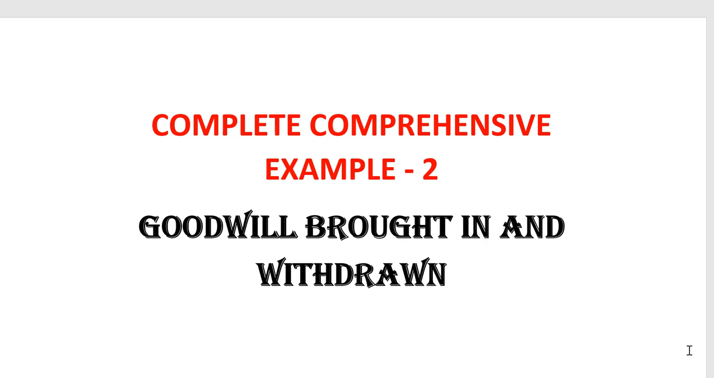Hi, this is a second complete comprehensive example. In this sum, we will deal with the situation where goodwill is brought in by the incoming partner and is withdrawn by the sacrificing partners. So let's go to the example sum.